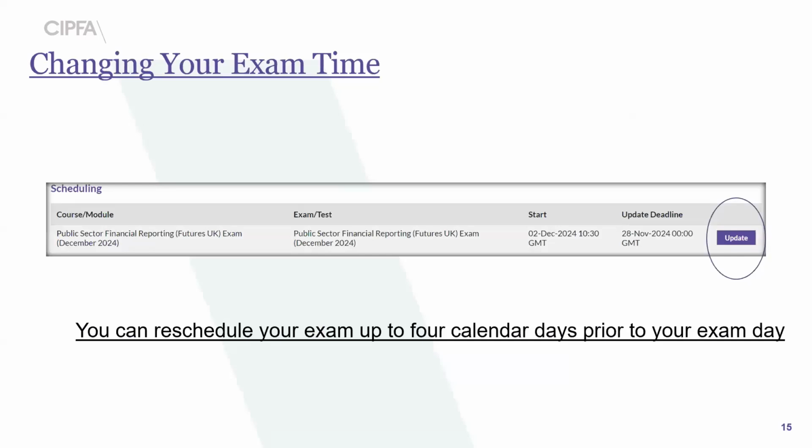So as you can see, you can reschedule your exam if you do have a change of schedule in your work environment. You can reschedule up to 4 calendar days before. You just go back out, and then there's an update button that will appear, and you repeat the steps that I used in the previous slide.